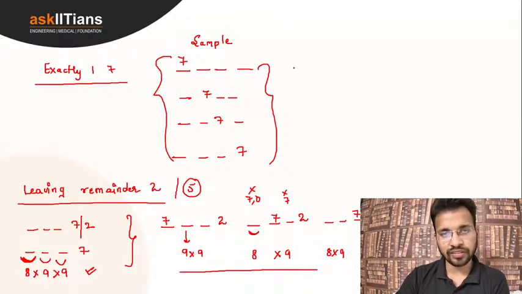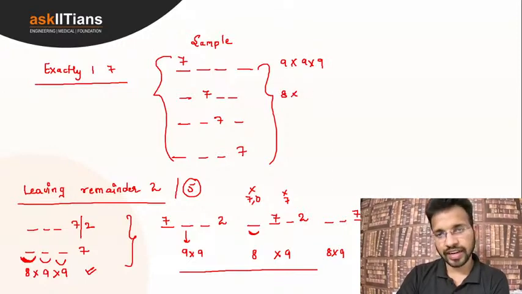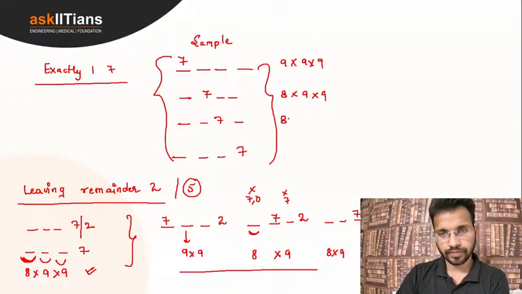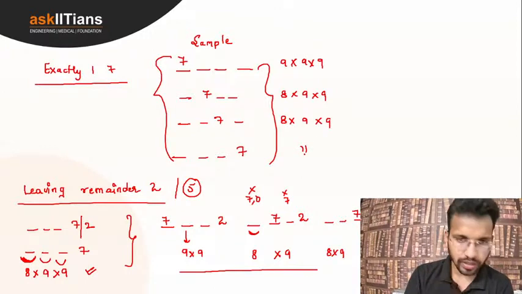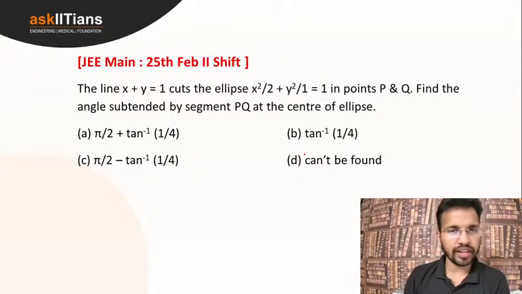Sample space calculation goes pretty easy. This is 9 into 9 into 9. Here it is 8 into 9 into 9. So same for all the cases. Okay, perfect. Moving on to the next problem.